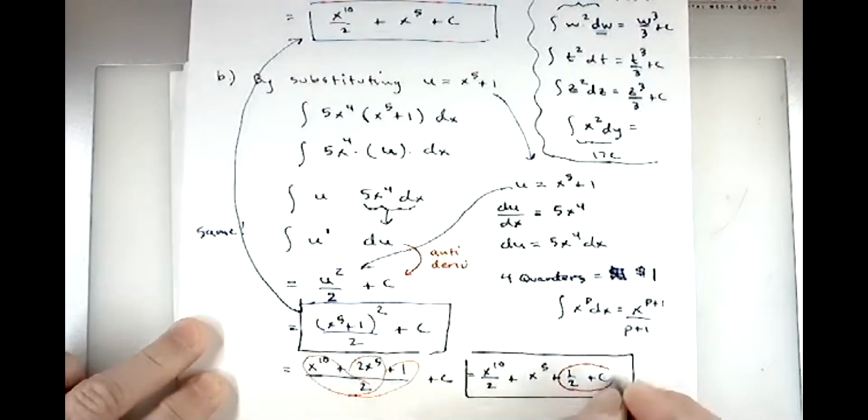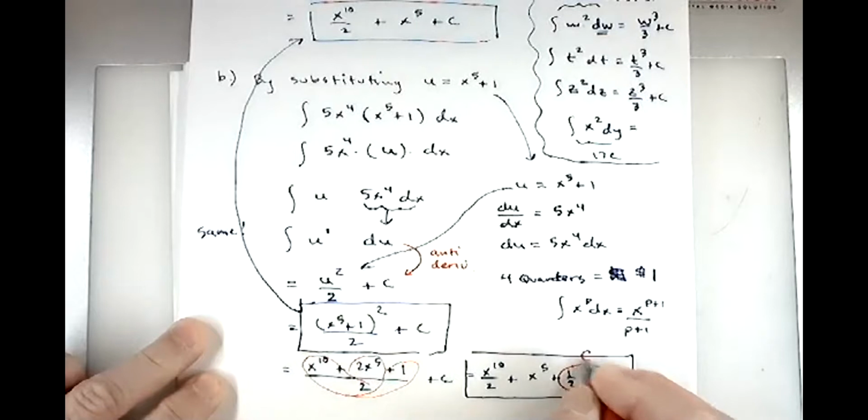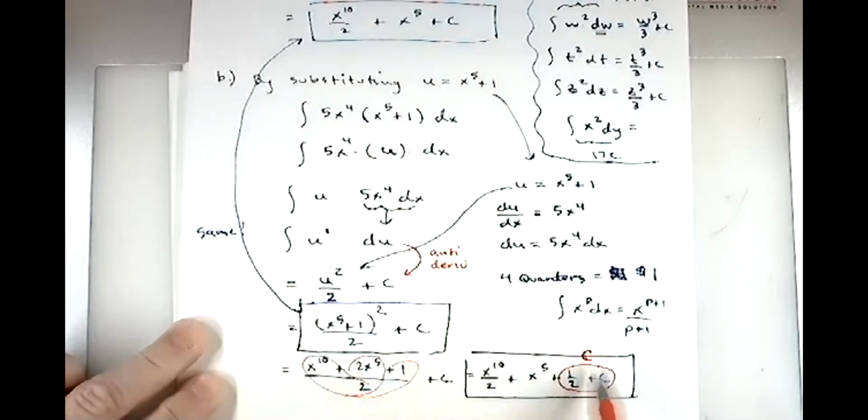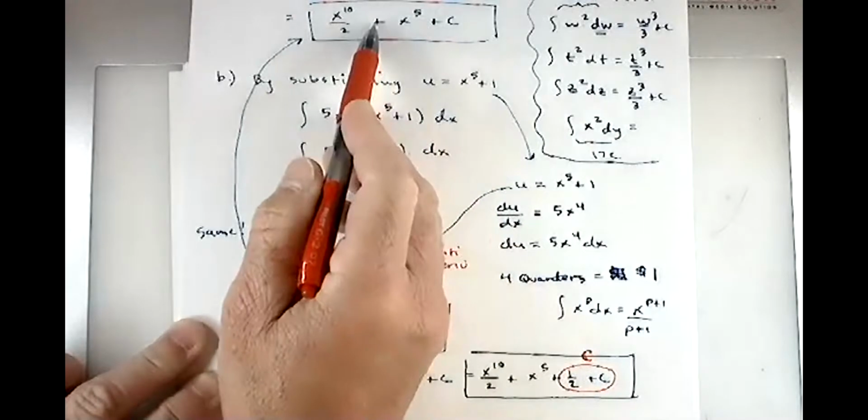If I wanted to, 1/2 plus a constant is just another constant. I could replace this with just another constant, right? And then they would look the same. Now you don't have to do that, but I could justify this as just being a constant so that it looks identical to this one.